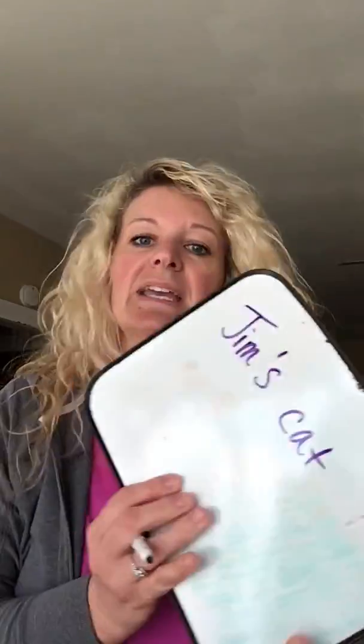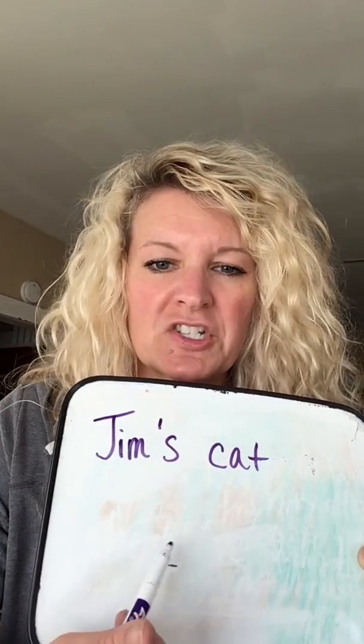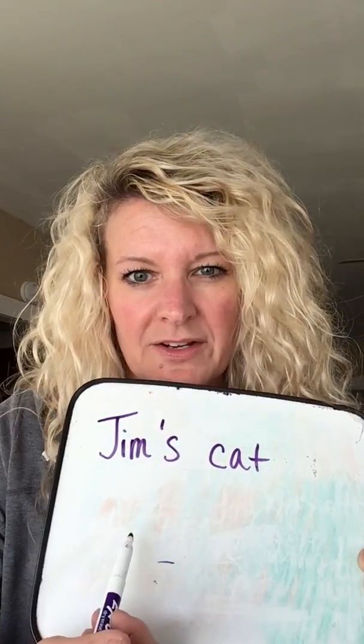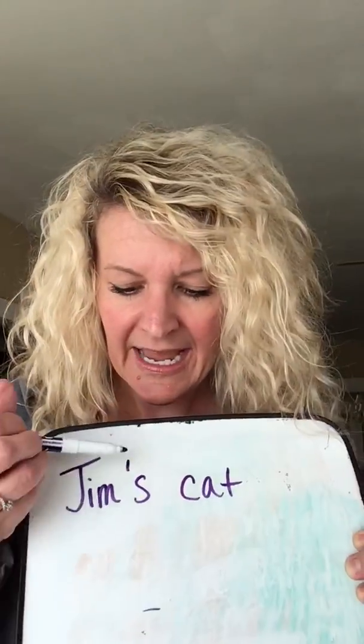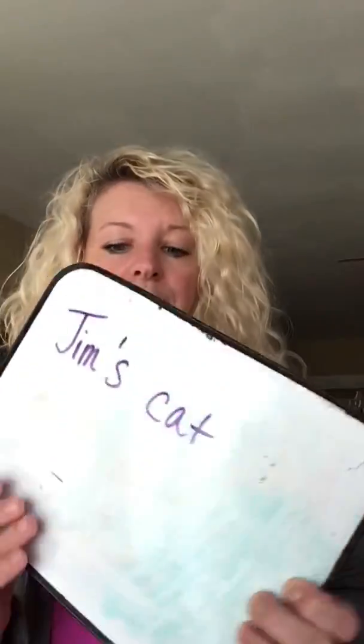So if it is the cat that belongs to Jim, it is Jim's cat. It's not a whole bunch of people named Jim. That's not why there's an S, right? It's not a whole bunch of Jims. It's Jim who owns a cat. It's Jim's cat. And so the second reason to use an apostrophe is to show possession. So Jim's cat, Jim, apostrophe S, and his cat.